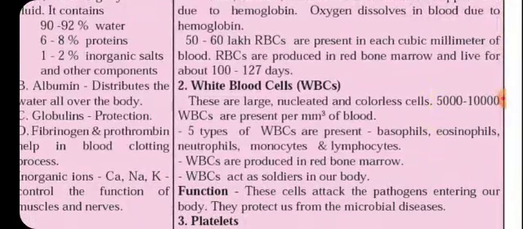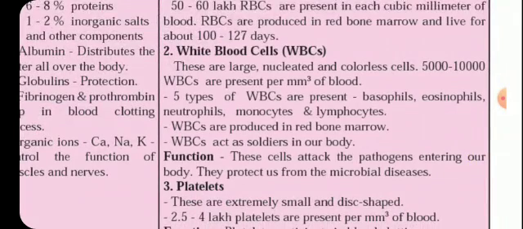White blood cells are large, nucleated and colorless cells. 5000 to 10,000 WBCs are present per cubic millimeter of blood. 5 types of WBCs are present: basophils, eosinophils, neutrophils, monocytes and lymphocytes. WBCs are produced in red bone marrow. WBCs act as soldiers in our body.